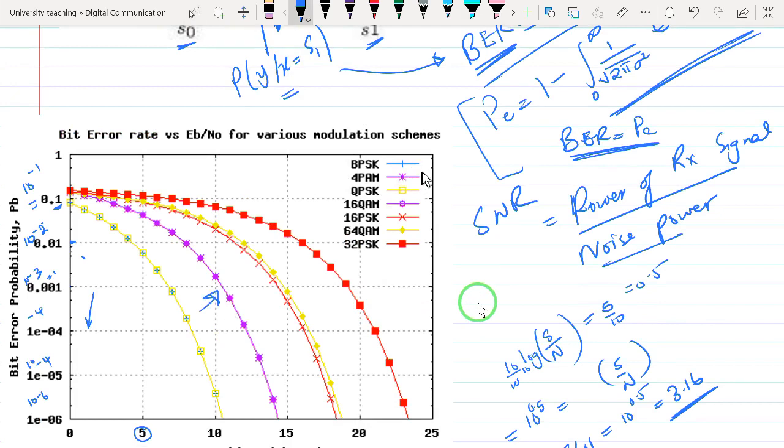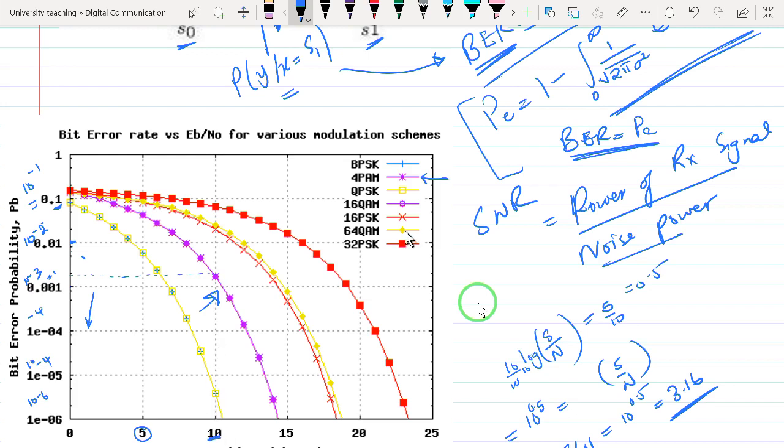It's the one that appears to be equal to the one for 4 PM, which we are not going to be discussing. So this is the one for BPSK. And what that means is that at 10 dB, the bit error rate is approximately 1 error in every 800 or 900 bits.